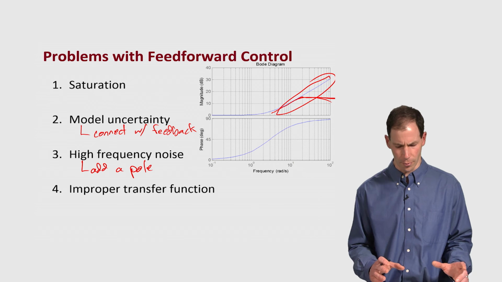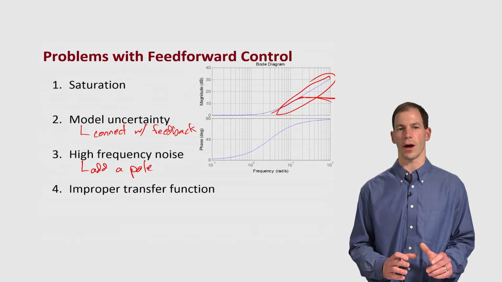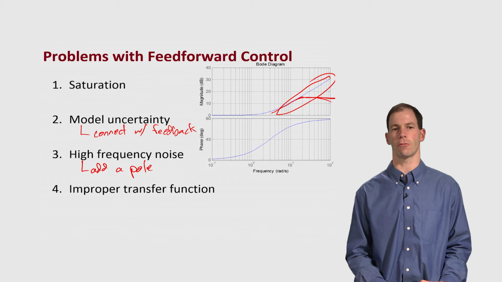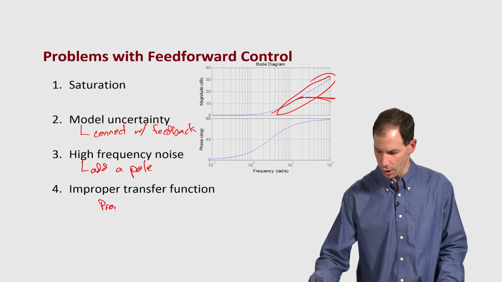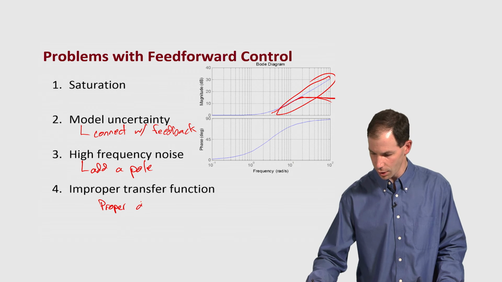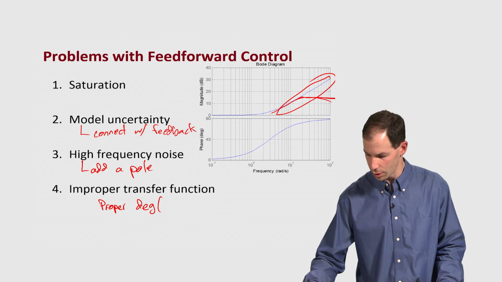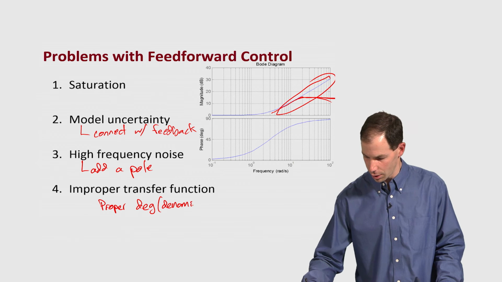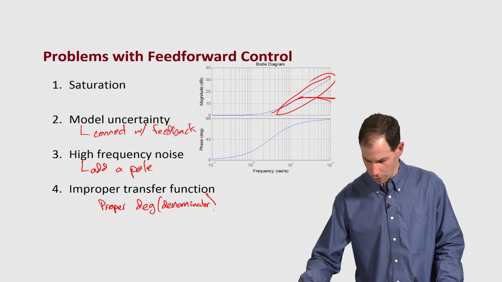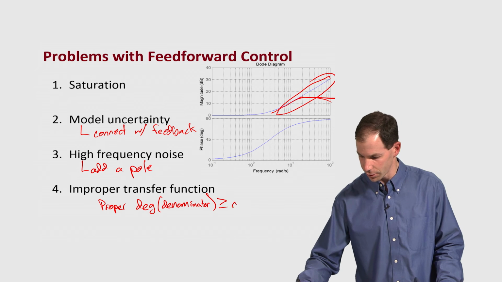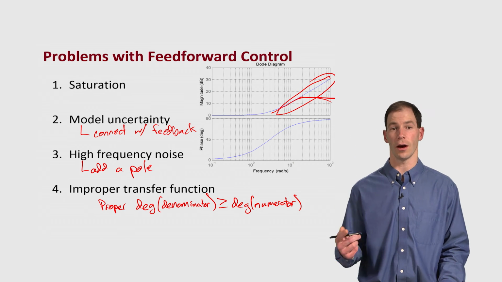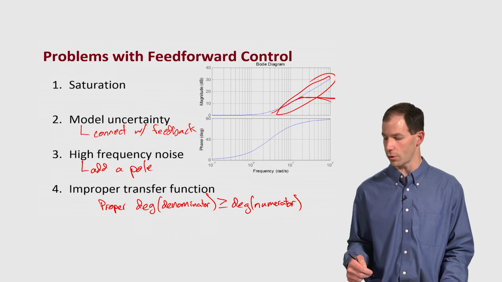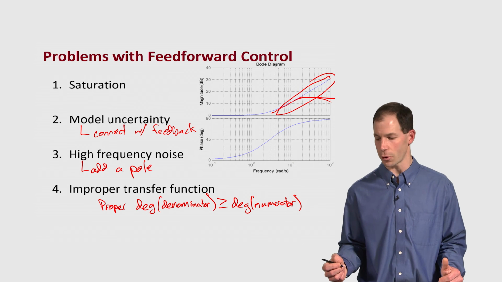Now the last one is more from a mathematics standpoint, where by creating this feed-forward controller, we have created what we call an improper transfer function. A proper transfer function simply has the degree of the denominator greater than or equal to the degree of the numerator. And in the system that I have just proposed here with this feed-forward controller, we have a degree of 1 in our numerator and degree 0 in our denominator. So this would be an improper transfer function.